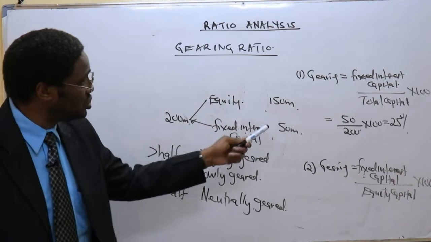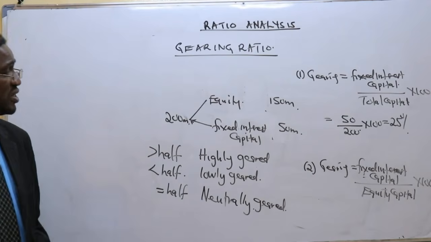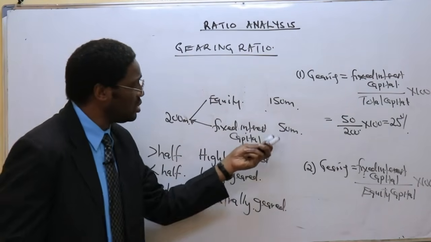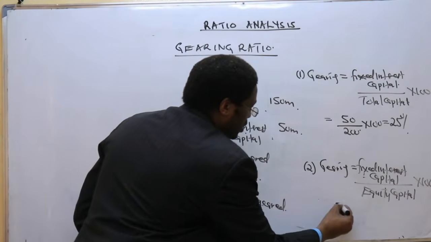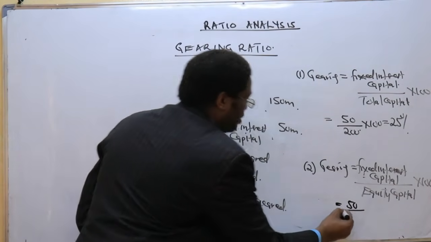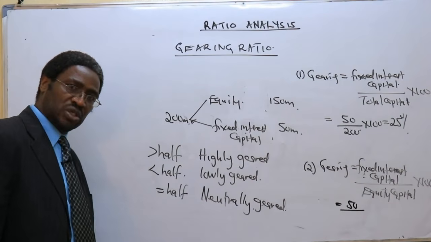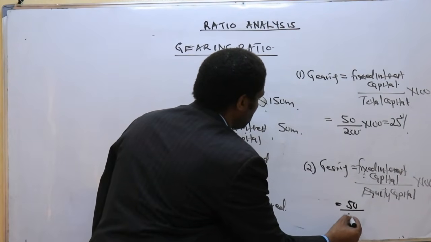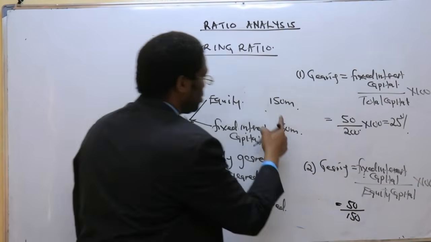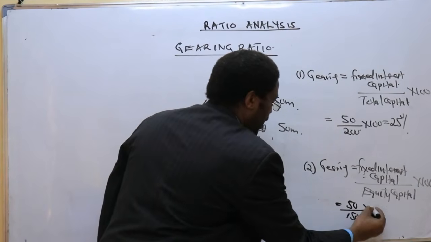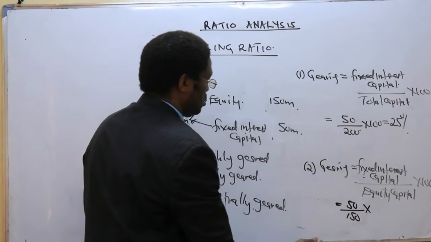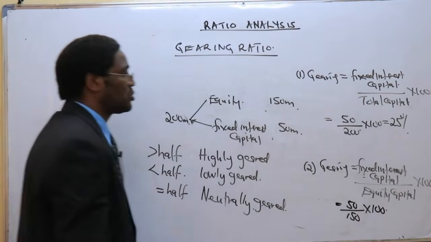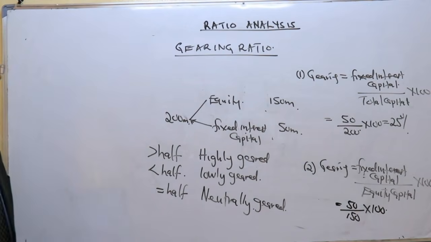So let me use this first again. I have said you take the fixed interest capital, that is 50 million, divide by equity capital, that is 150, multiply by 100. So what is the ratio?